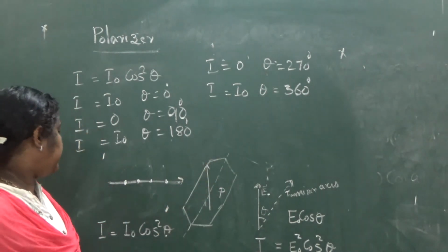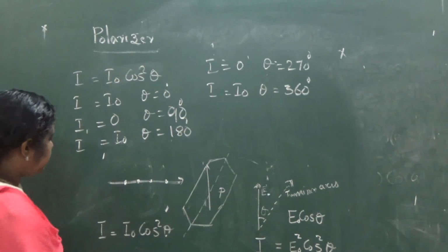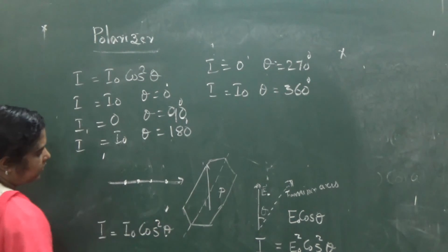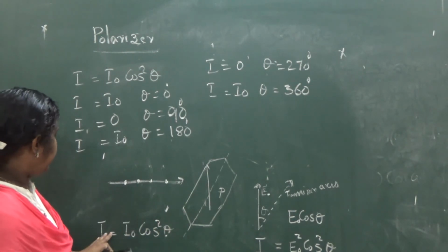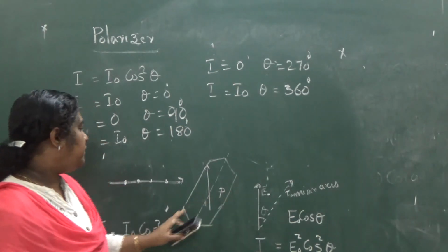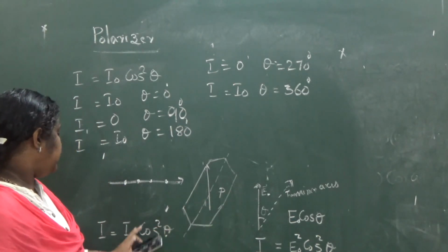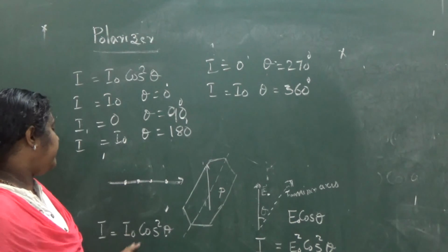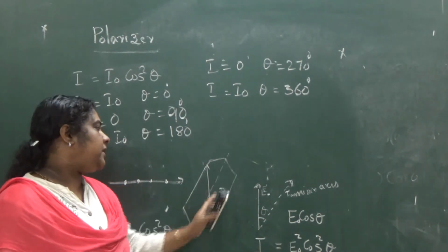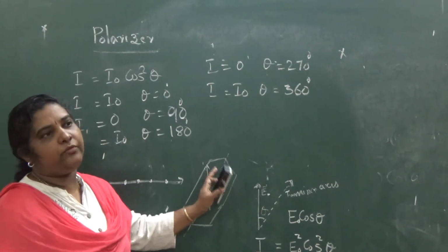Another thing, this observation is that the intensity of light passing through the polarizer is found to be proportional to the square of the cosine of the angle between the transmission axis, or pass axis, and the plane of vibration.